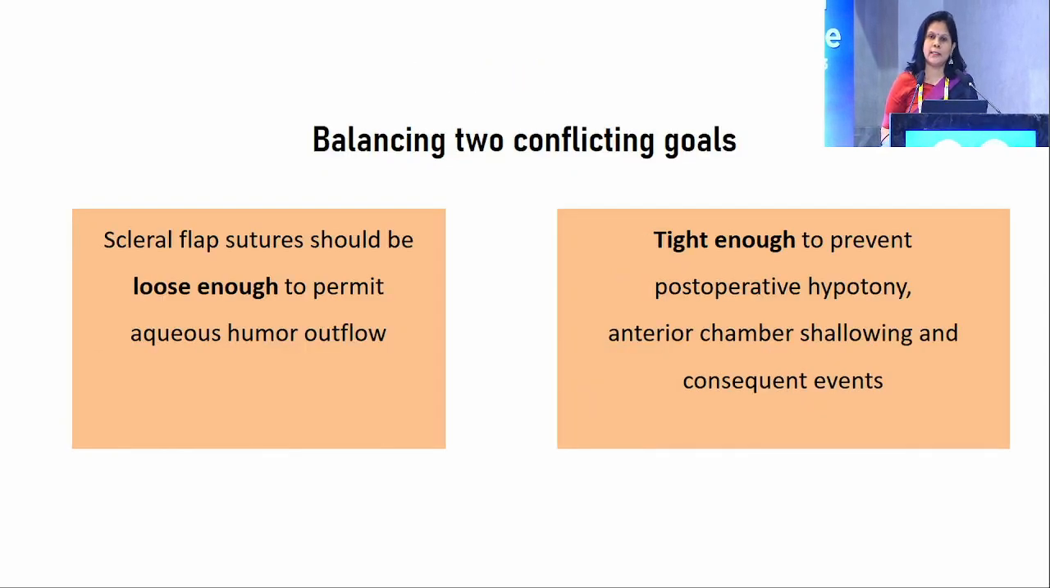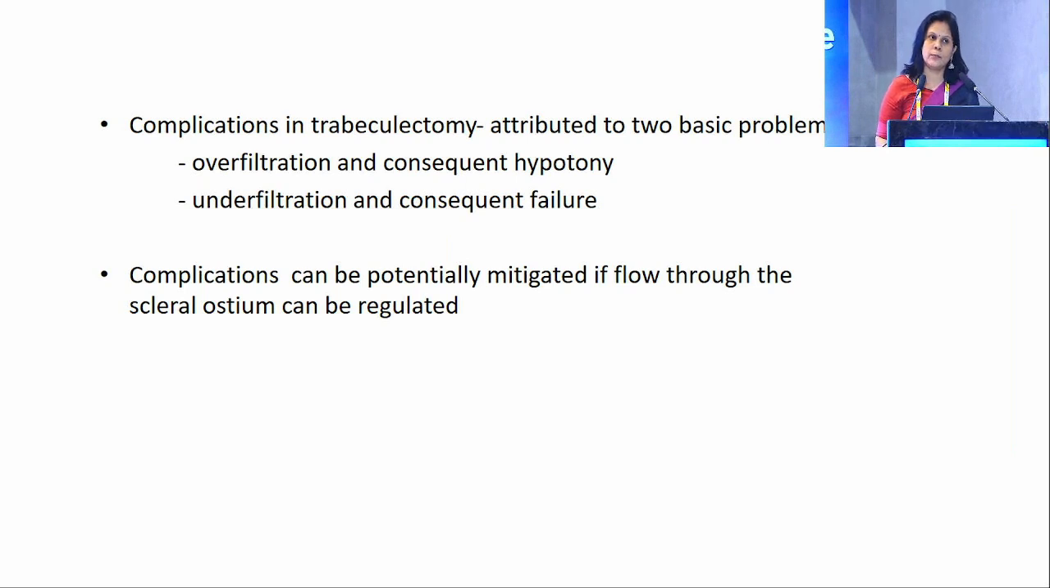So on the OT table, the surgeon tries to balance two conflicting goals. The scleral flap sutures should be loose enough to permit aqueous humor outflow, and at the same time they have to be tight enough to prevent post-operative hypotony. All the complications of trabeculectomy are attributed to two basic problems: either there is overfiltration and consequent hypotony, or there is underfiltration and consequent failure.